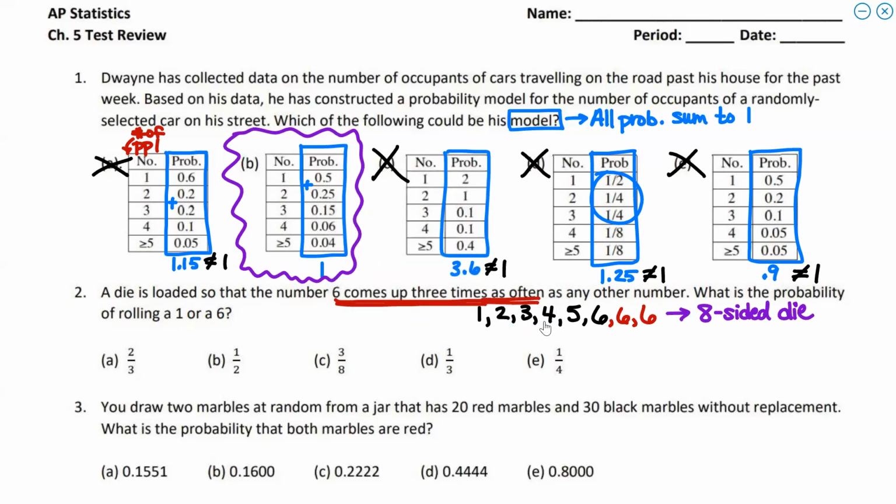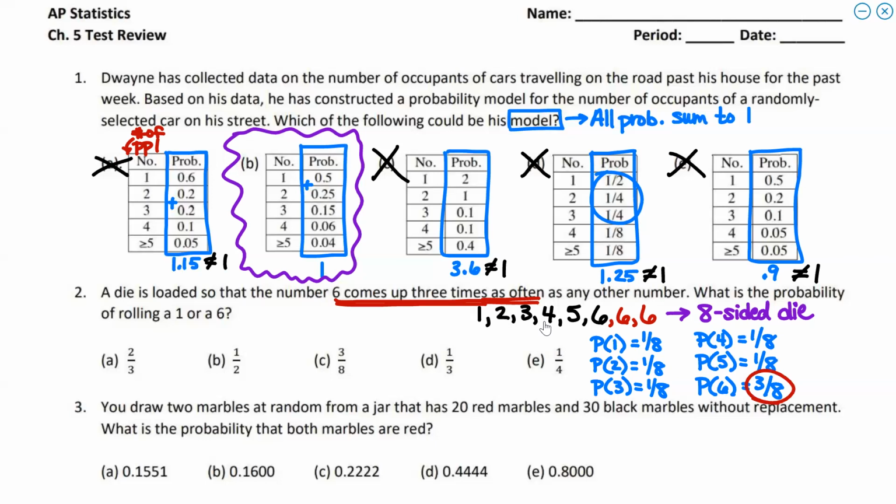So I want to think about these probabilities before we write anything else down. What's the probability that you roll a 1 on this die that we've just described? 1 out of 8. What's the probability that you roll a 2? 1 out of 8. The probability that you roll a 3? 1 out of 8. A 4? 1 out of 8. A 5. And a 6. Is this 3 times as much as all the other numbers?